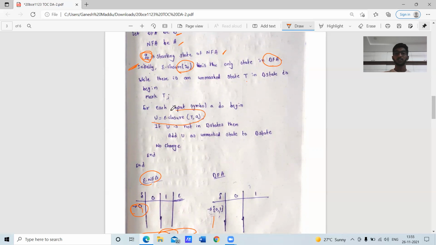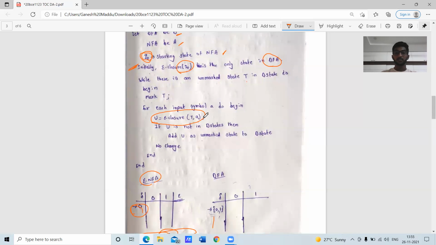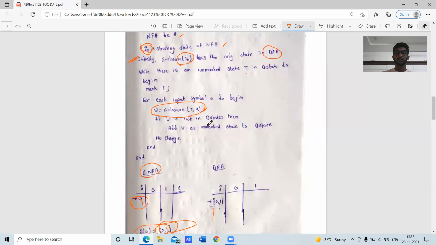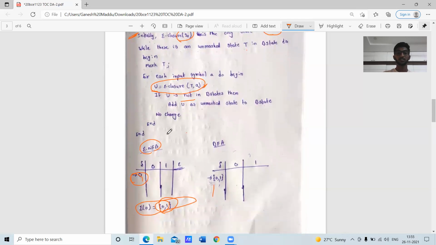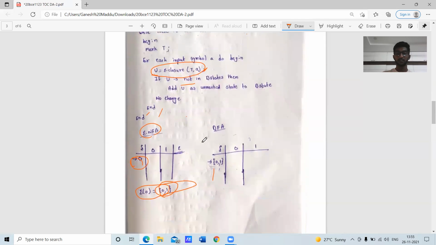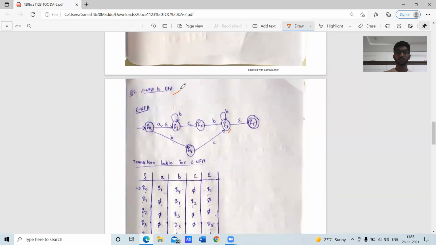So by using unmarked states, we can travel using input alphabets and we can take those into the DFA states. If there is no unmarked state, we can end. By seeing an example, we will get clarity on this. Let us see an example of epsilon NFA to DFA conversion.